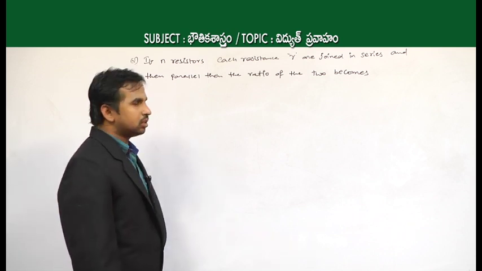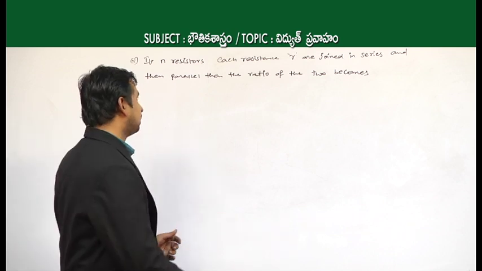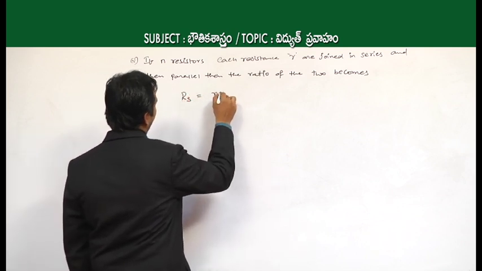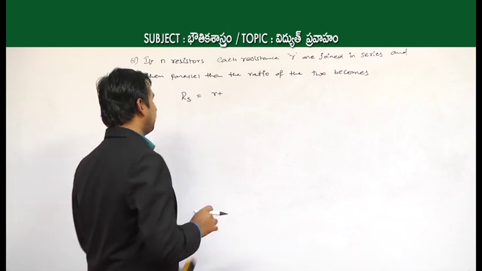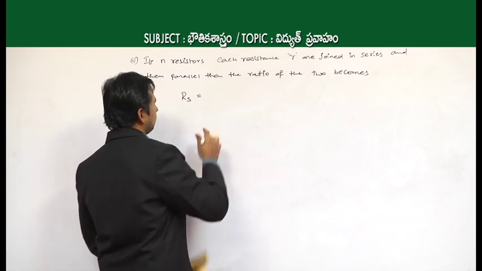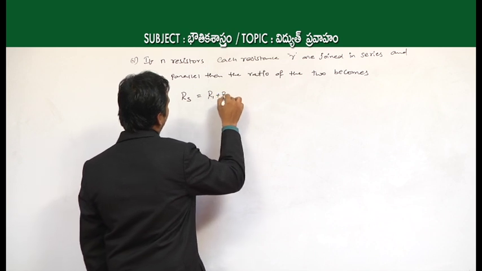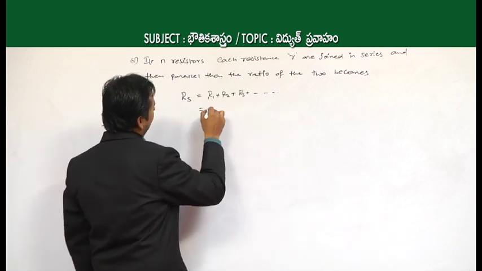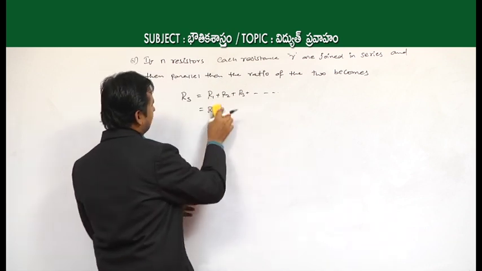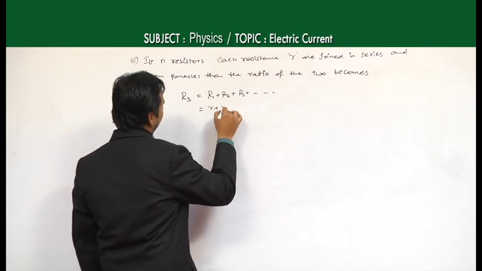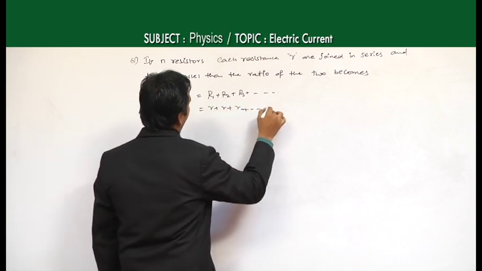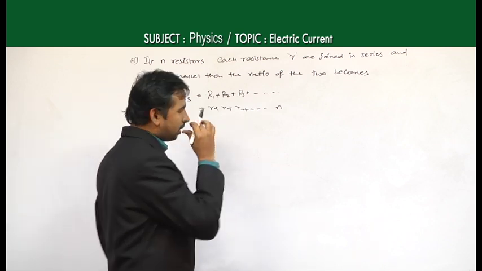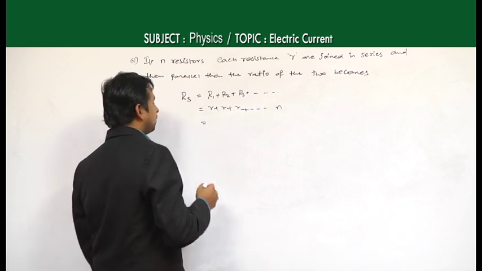See, as n resistors are taken in series, the final Rs value becomes, according to our formula, Rs is equal to R1 plus R2 plus R3 and so on, so it becomes R plus R plus R plus R for n number of times. Like this, n times we are taking. Then finally, as we are adding the resistance R for n times, the final resistance becomes nR.